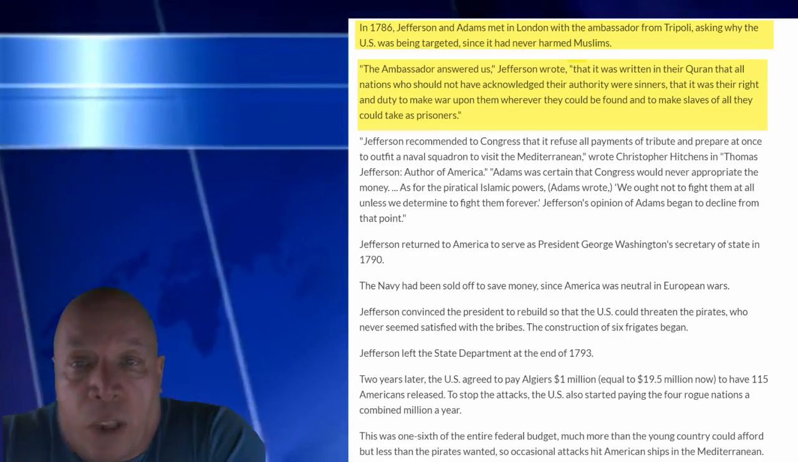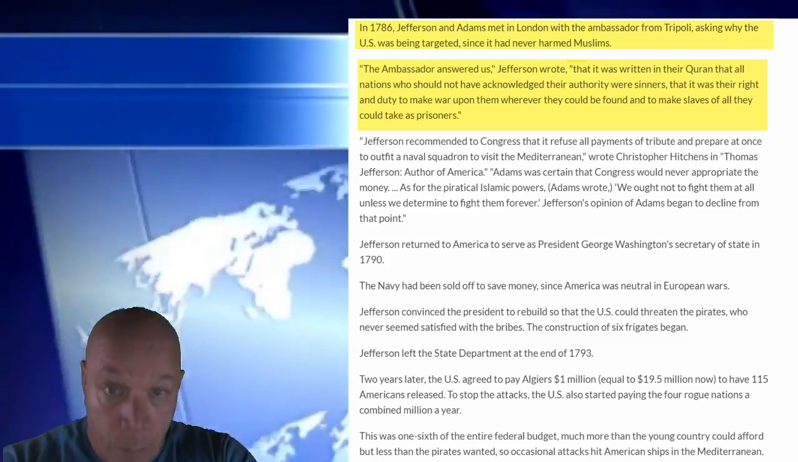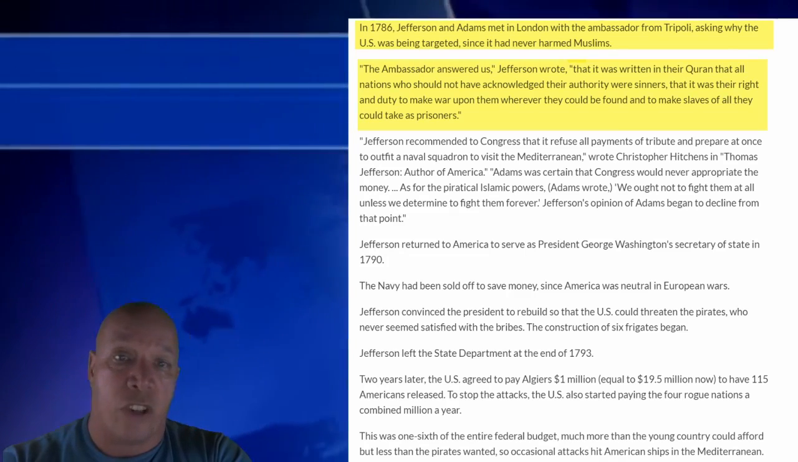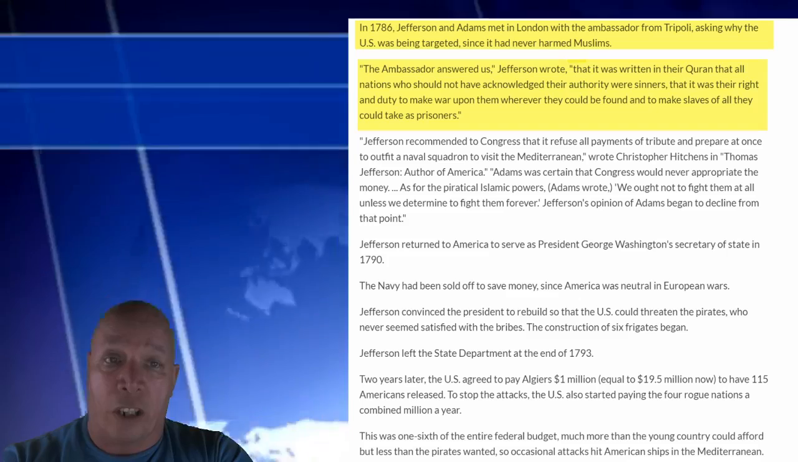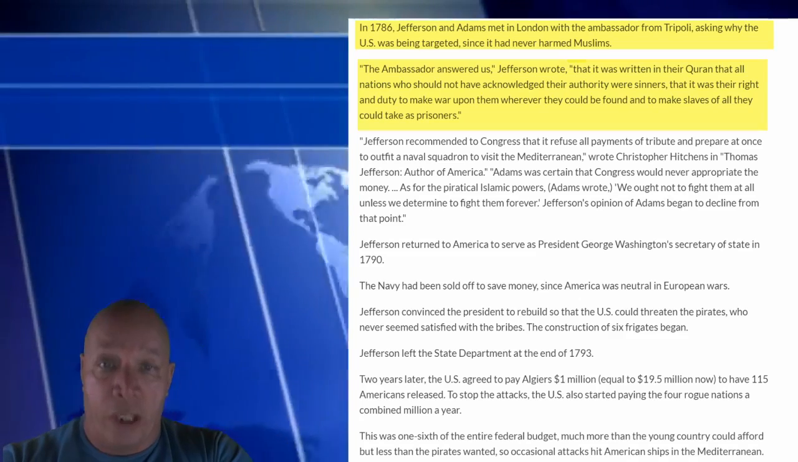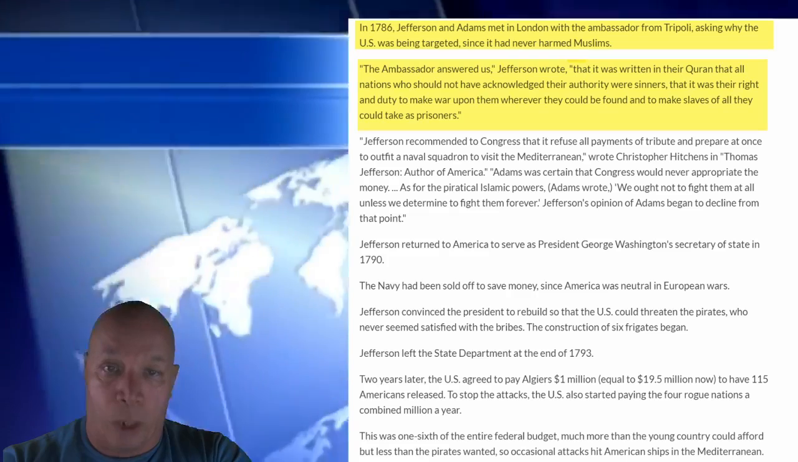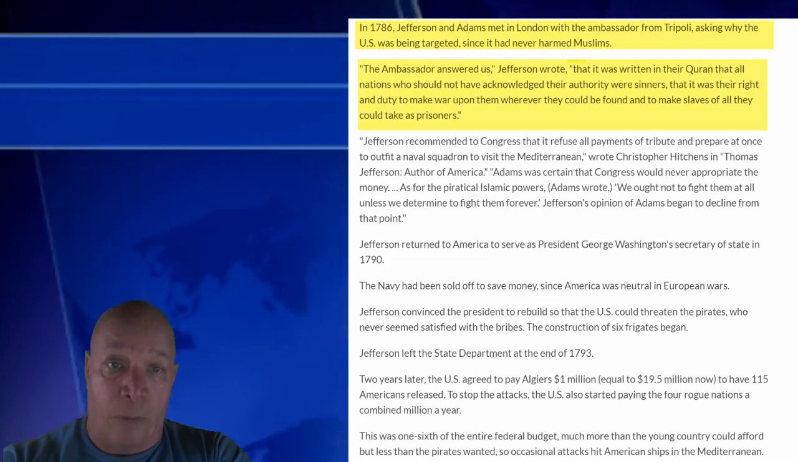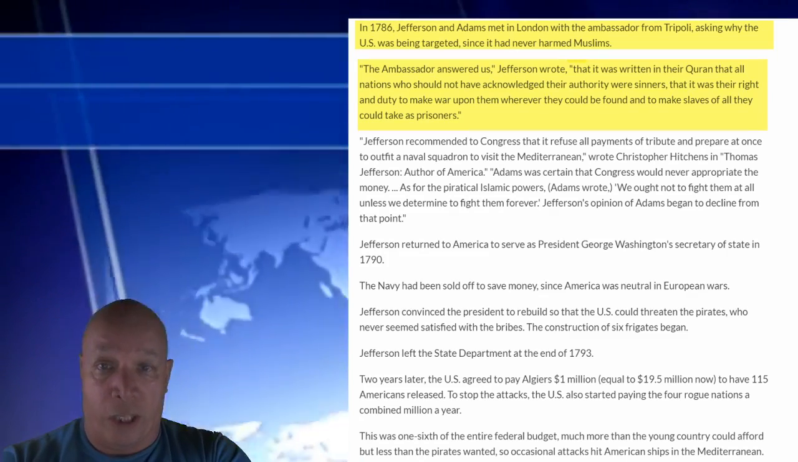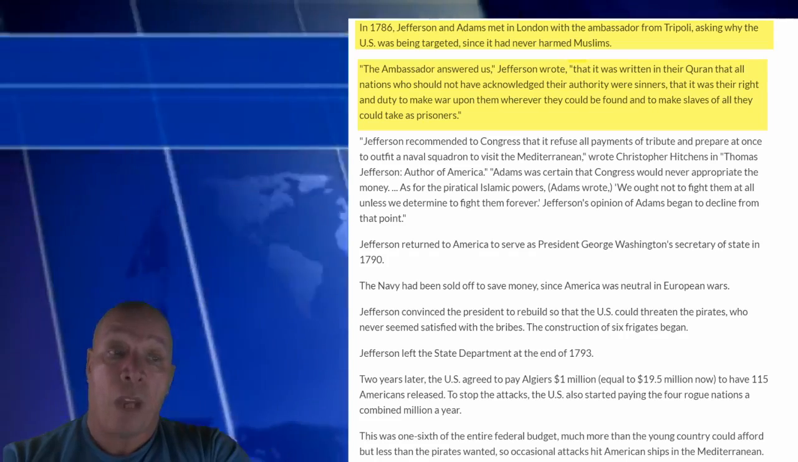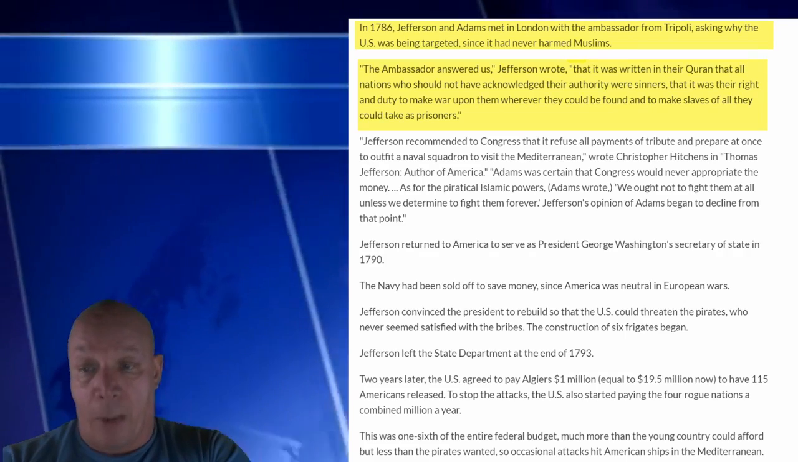But this is where Thomas Jefferson wrote, right here, it says, the ambassador answered us, and Jefferson wrote, that it was written in their Quran that all nations who should not have acknowledged their authority were sinners, that it was their right and duty to make war upon them whenever they could be found, and to make slaves of all they could take as prisoners. He's speaking of the totalitarian Islamic Muslims.